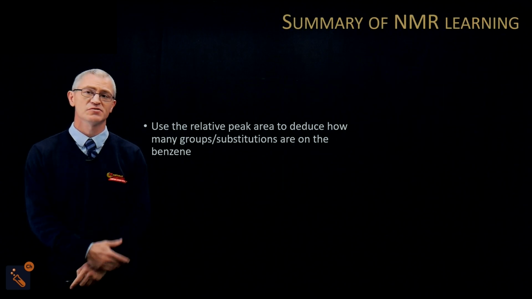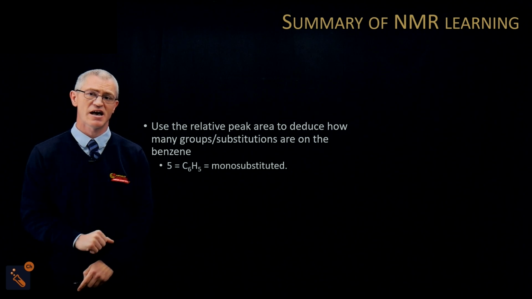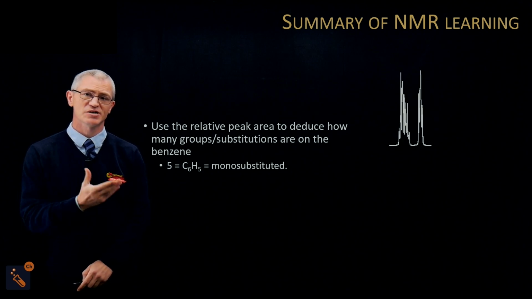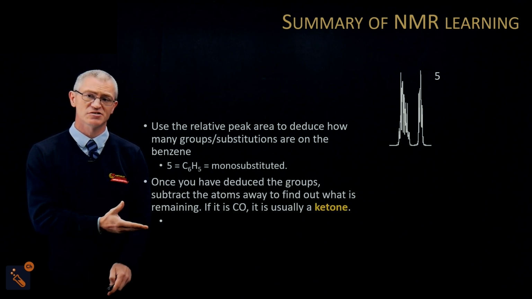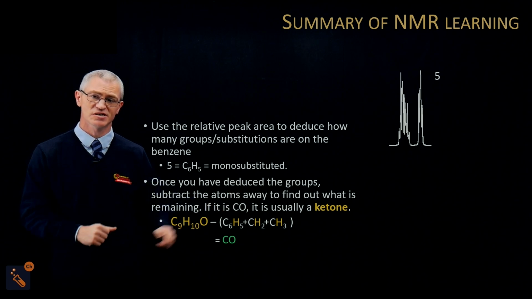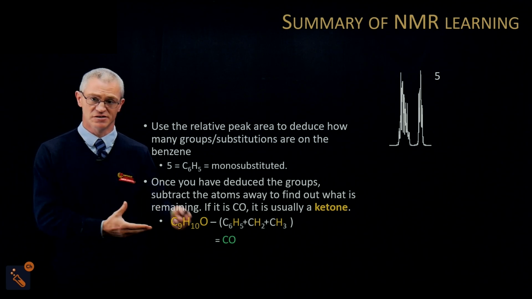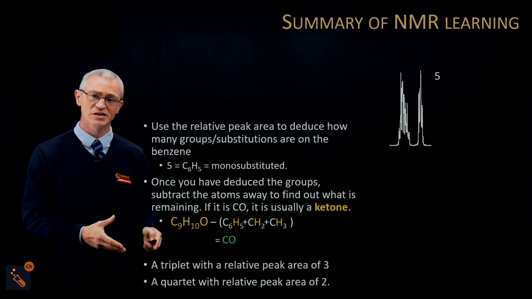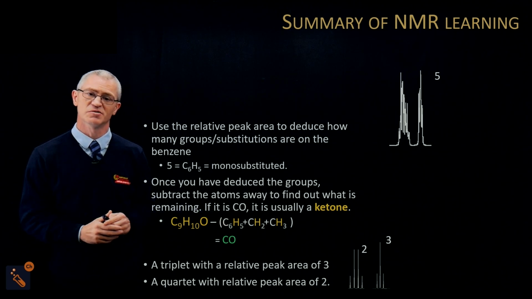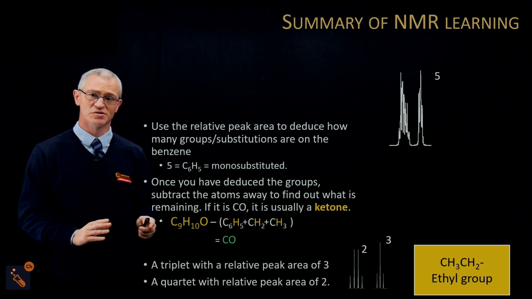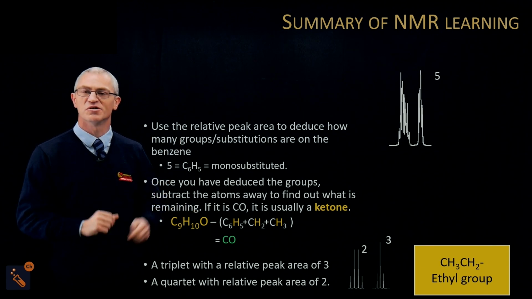In this NMR, we have used the relative peak area to deduce how many substitutions there are, 5, because we know it's mono-substituted. Once you've deduced a group, we used that to find out what was remaining, and then suggested that was a ketone, also by elimination of different functional groups, and looking at areas like aldehyde and alcohol. Also, we looked at an ethyl group and reminded ourselves of the ethyl group configuration. So it's really important that you take on board each one of these rules and use them in whatever one you face in the exam.